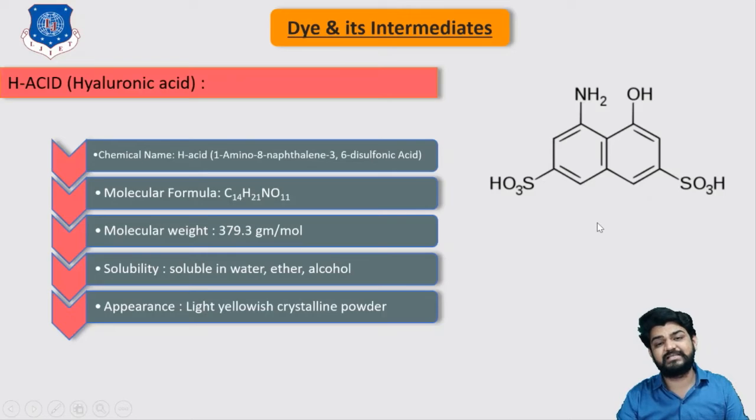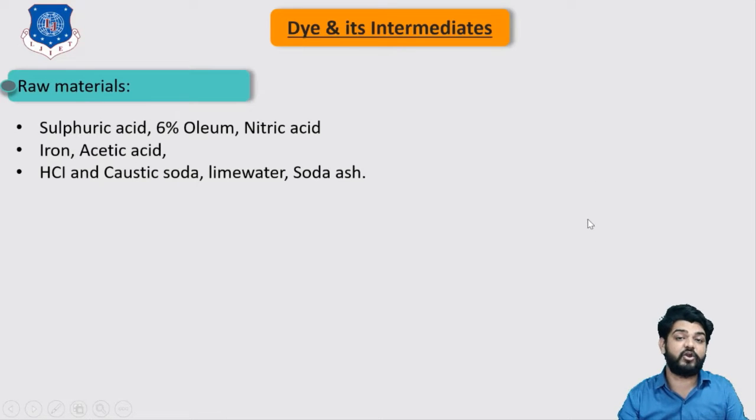Now after understanding this, let's quickly understand the different raw materials that we are going to require in order to produce this H acid. As you can see here on the screen, we are going to require sulfuric acid to get two sulfonic groups on these benzene rings. And we are going to require 62% oleum and nitric acid. Combined, this mixture is known as the mixed acid. Then we are going to require iron for the reduction purpose, and acetic acid. And we are going to require HCl, caustic soda, lime water and soda ash. So these are all the raw materials that we are going to require for the production of this H acid.